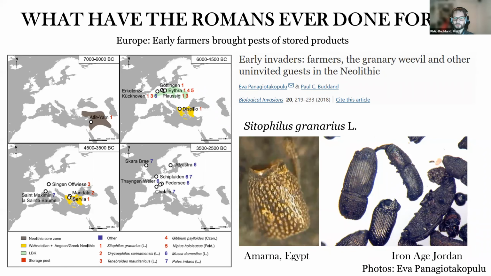She also has looked at this with my father, over a longer time period and a larger geographical range, and can see that quite a lot of these pests of stored products do come with the introduction of agriculture. And they move from the Near East, basically across Europe. This is 9,000 years ago, sorry, moving across the continent.